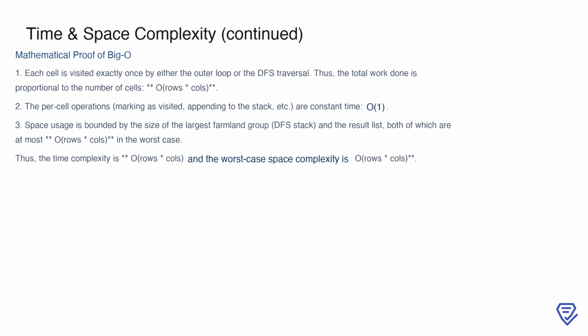This means the total work is proportional to the number of cells, which is rows*cols. Furthermore, operations like marking cells as visited or adding them to the stack occur in constant time, O(1), for each cell. On the space side, the largest farmland group determines the maximum DFS stack depth, while the result list grows proportionally to the number of farmland groups. Both are bounded by rows*cols in the worst case. Therefore, the overall time complexity is O(rows*cols), and the space complexity is also O(rows*cols) in the worst case.